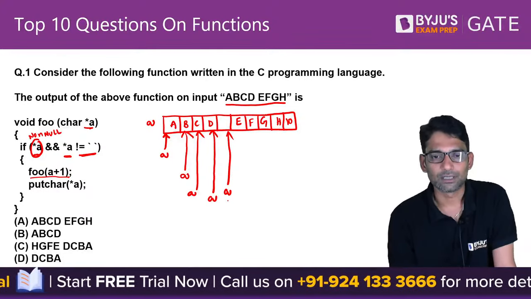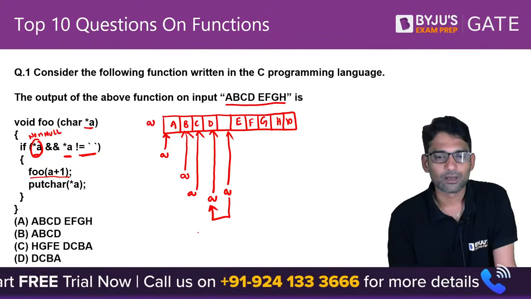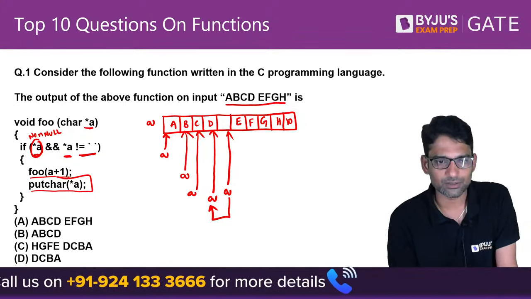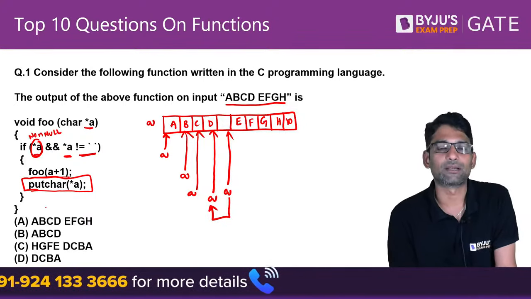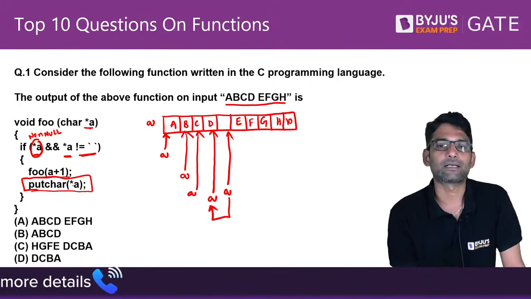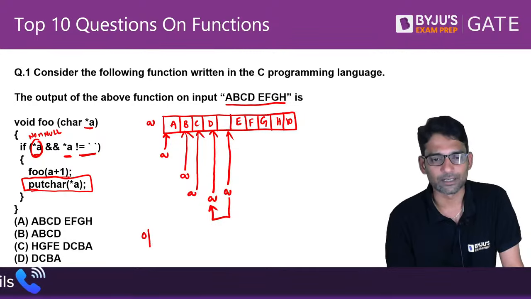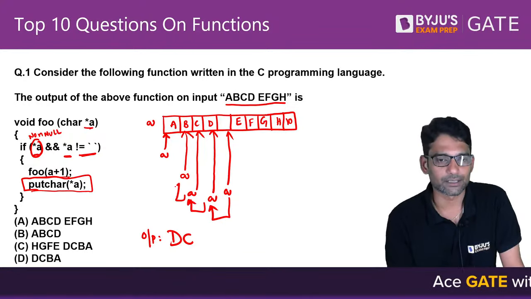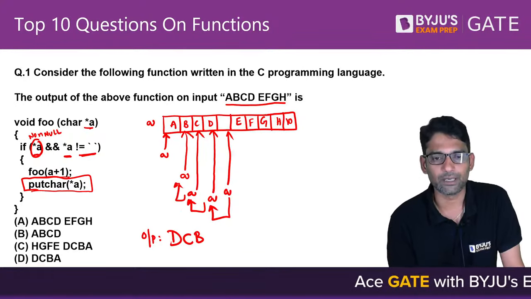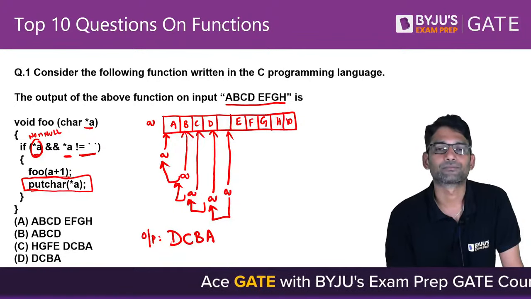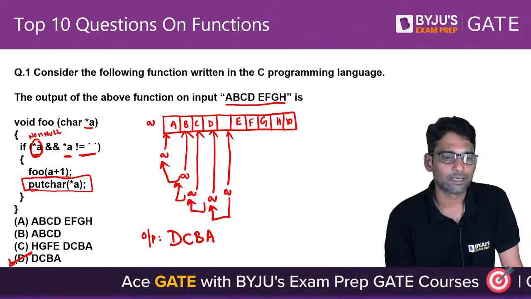So here the control returns, and it is a head recursion. That means there are statements to execute while returning. So what is that? Put character at A. So what is printed? D. Return. Put char C, return, put char B, return, put char A. So what is the output?